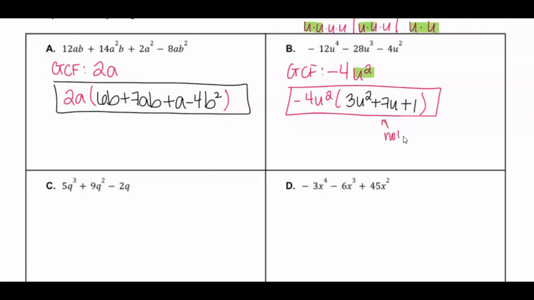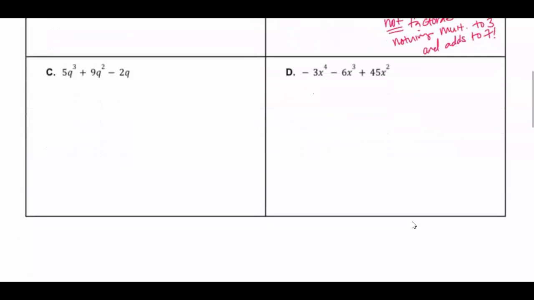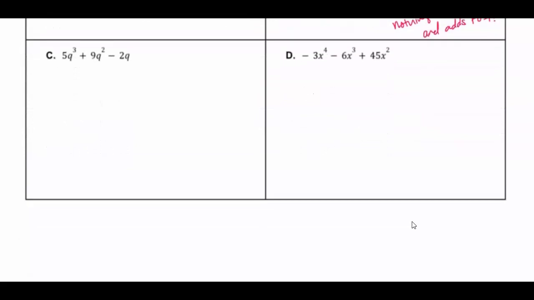So this one's not factorable because nothing multiplies to 3 and adds to 7. But that's not to say that all of them will be non-factorable. Some of them may be factorable. So hopefully you're getting the hang of it.